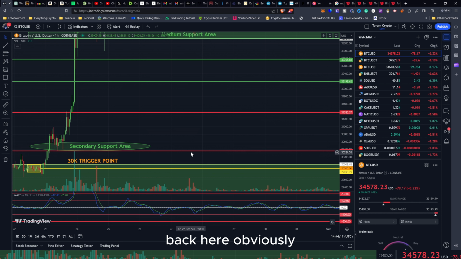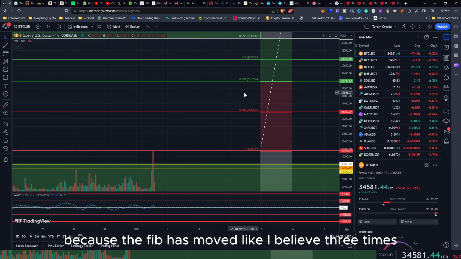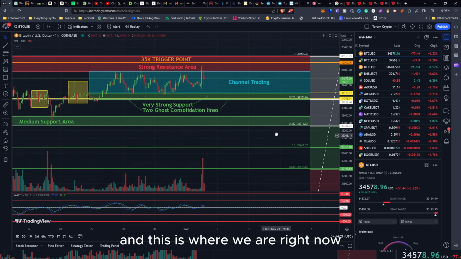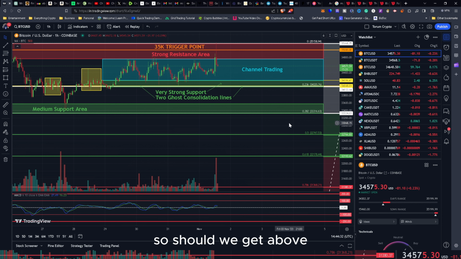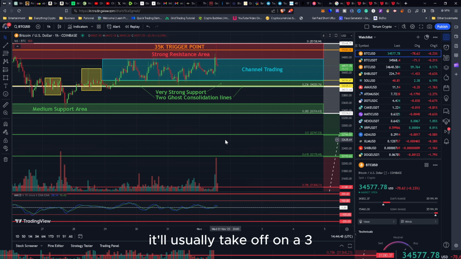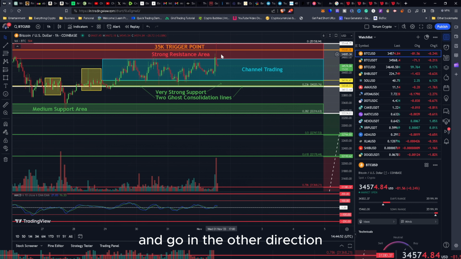Back here, obviously, this Fibonacci line would not have been there because the fib has moved like I believe 3 times, maybe 4 times since back then. And this is where we are right now. So should we get above like a full candle above the trigger point, it'll usually take off on a 3-4 hour run in whatever direction. Also, it can hit this trigger point and bounce off of it and go in the other direction and run 3 or 4 hours long. That's how they normally work.